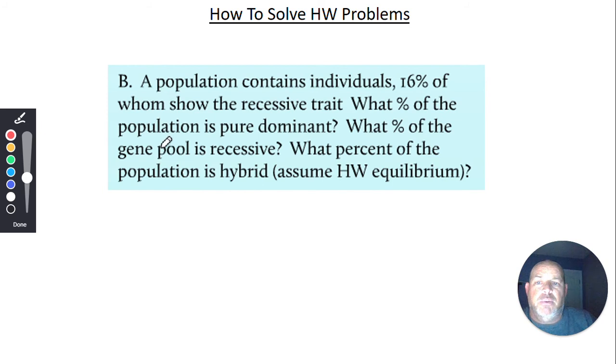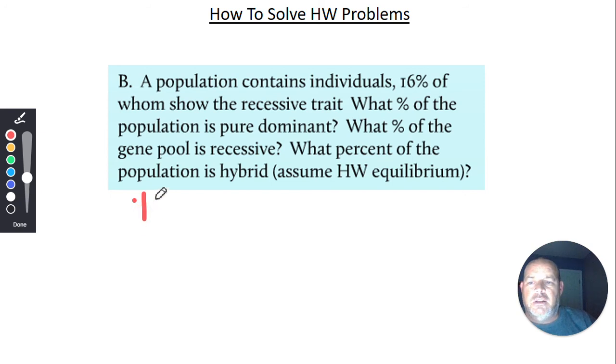So now, what percent of the population is pure dominant? If it's pure dominant, that means two p's. So we need to find what p squared is, okay, for this one. What percent of the gene pool is recessive? So that is going to be q, right? The allele for recessive is going to be q. And what percent of this is hybrid? And hybrid means a mix, right? So that means you're looking for the 2pq. It means you're looking for the heterozygous one. So really we kind of need everything, right?